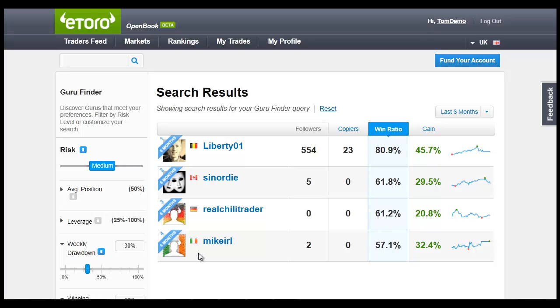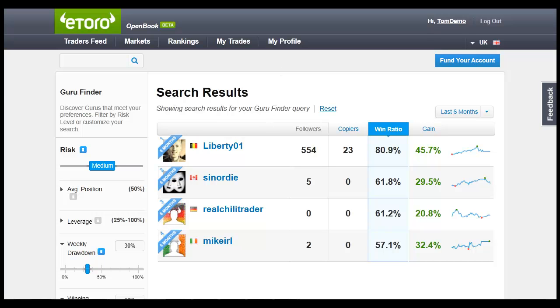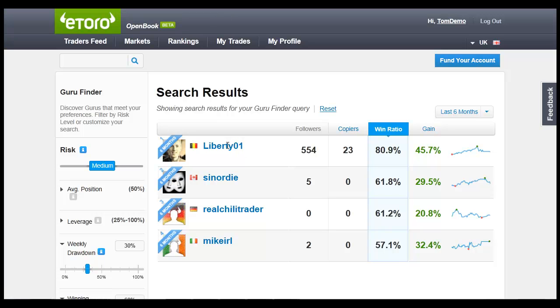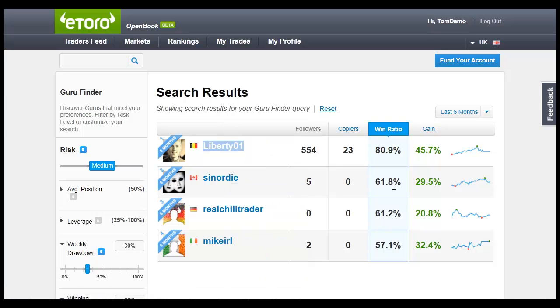Now what I recommend is, instead of just pressing on those traders and losing your filter, I would open another tab and on the second tab test each trader one by one and make sure that this trader indeed fits my filter. Okay, so the first trader will be Mr. Liberty.